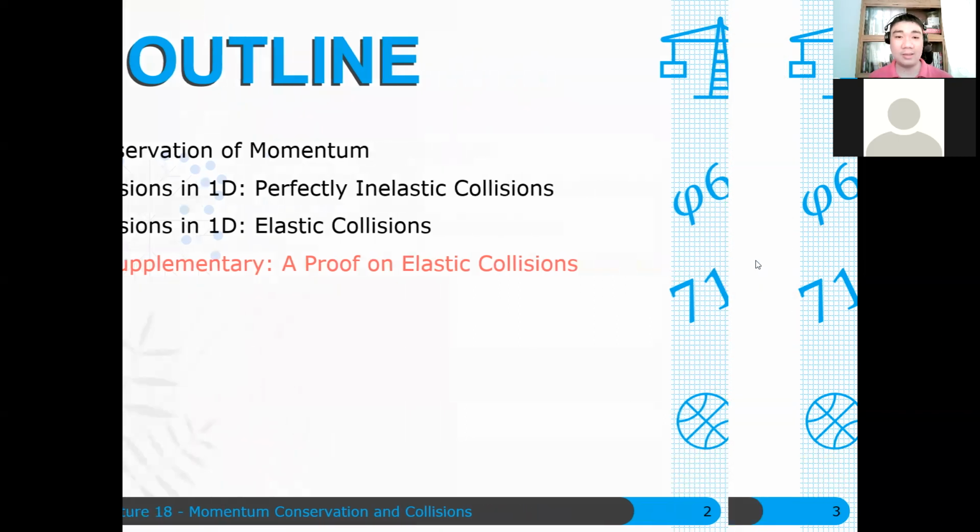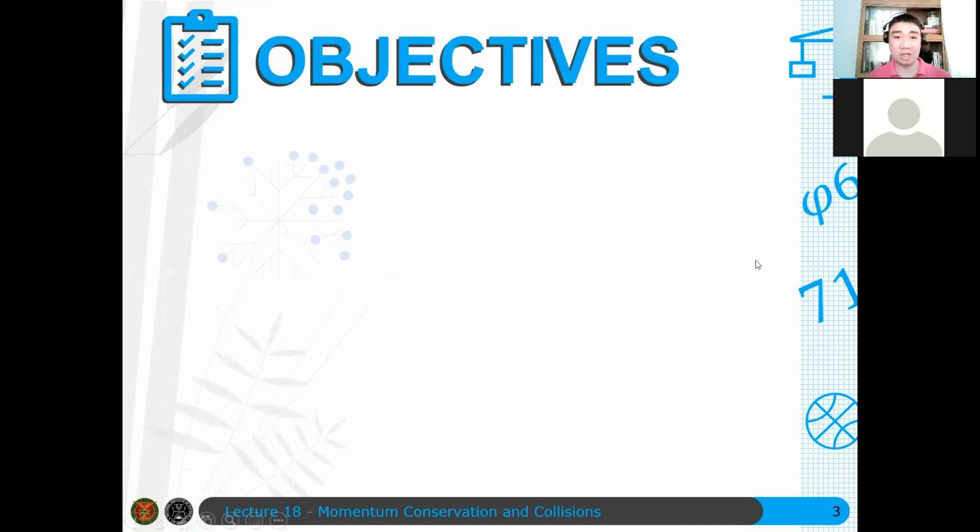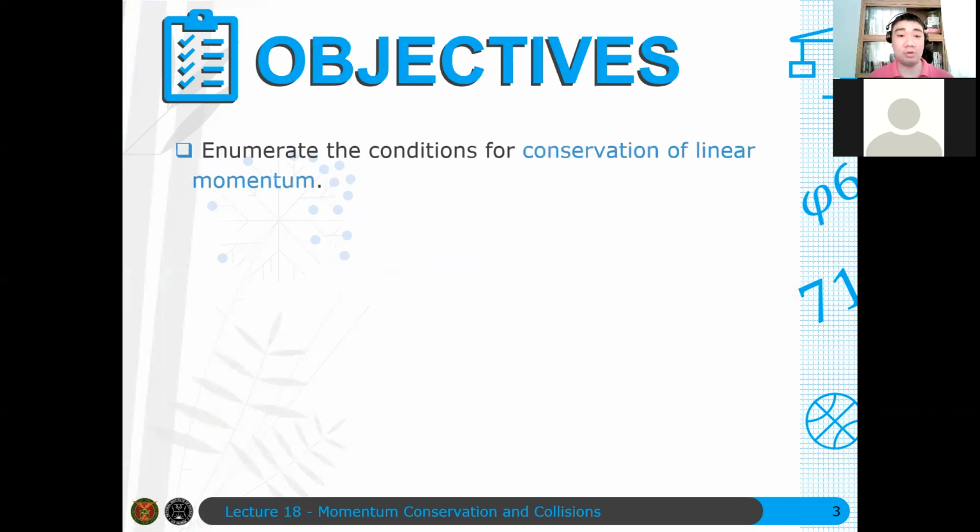Okay, sige. Now, here are some objectives of the discussion. At the end of this lecture, you should be able to achieve the following. You enumerate the conditions for conservation of linear momentum. So how do we say that momentum is conserved? What is the main condition for us to say that momentum is indeed conserved?